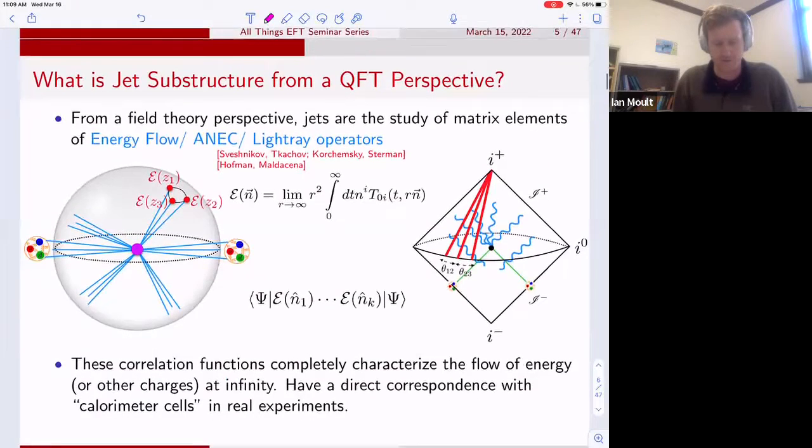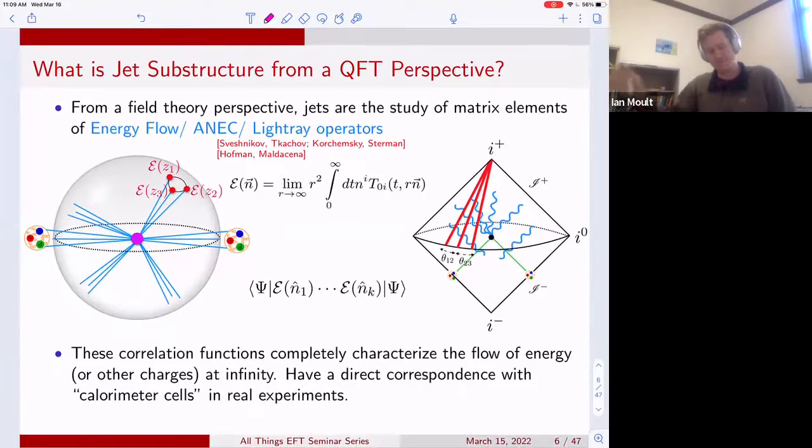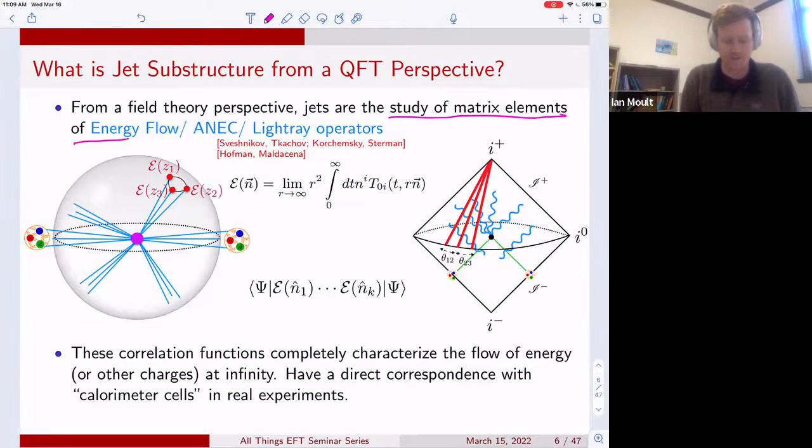Okay, so from a QFT perspective, if you're a formal theorist, what are you actually doing when you're studying jet substructure? From a field theory perspective, what you're doing is studying matrix elements of what are called, depending on your background, energy flow or ANEC or light ray operators. These are essentially an operator definition of a calorimeter cell in an experimentalist's detector. And these actually have a very simple definition, which is shown here, and it's very intuitive.